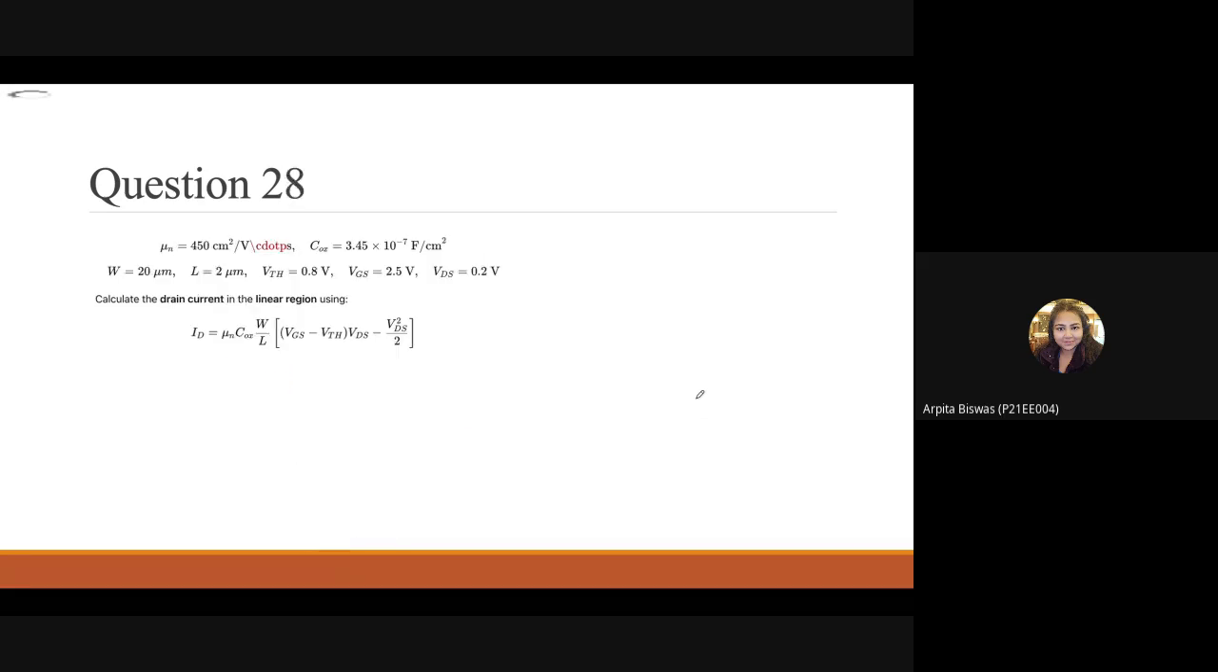Here it is also the same way. The mu n is given, COX is given, W by L, all these things are given, VTH, VGS, and VDS. So you have to calculate the drain current when the MOSFET is in the linear region. The equation is also given. So tell me what is the value of it?